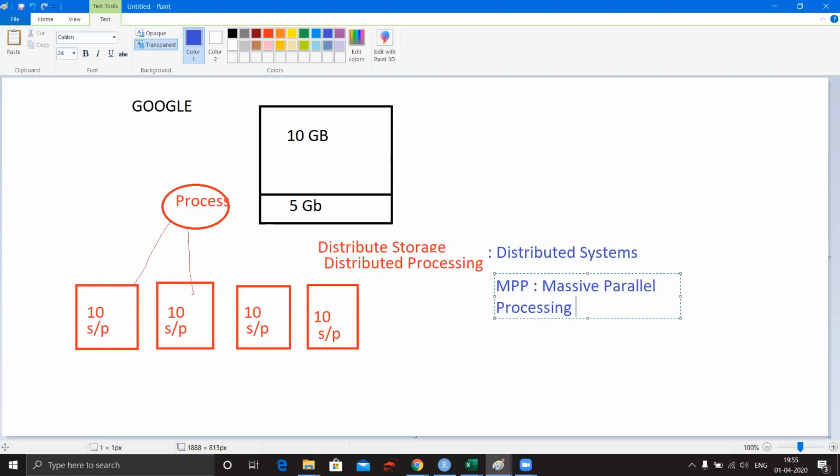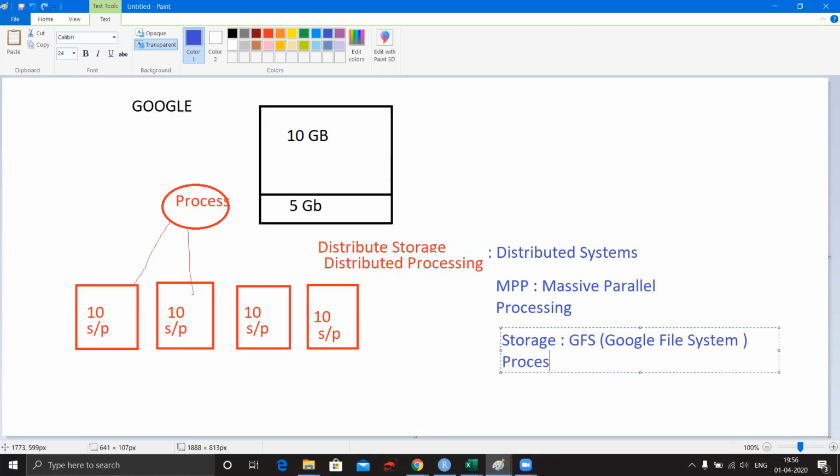Now, storage and processing were the two major things. If I talk about storage, they created a tool called GFS, which stood for Google File System. And there is another one for processing, a tool called MapReduce.